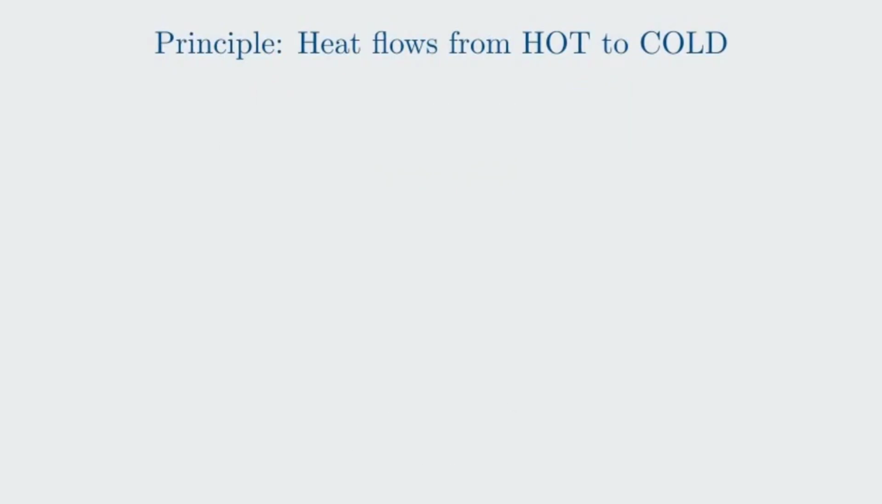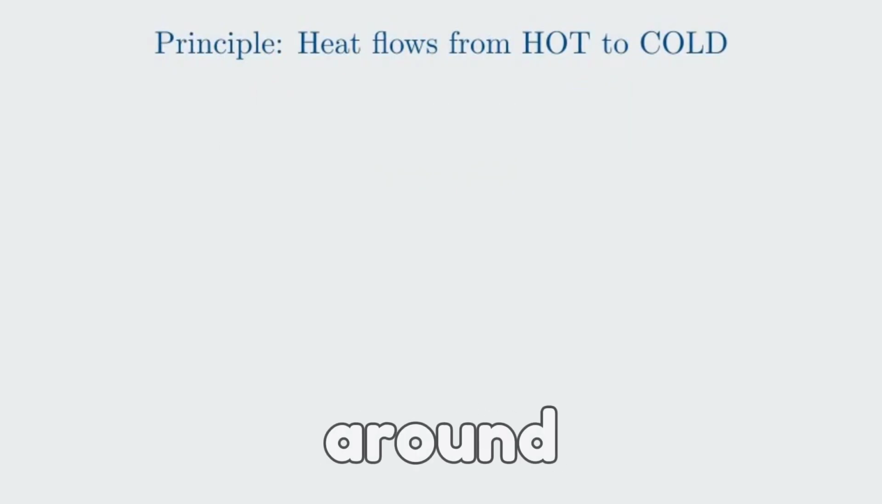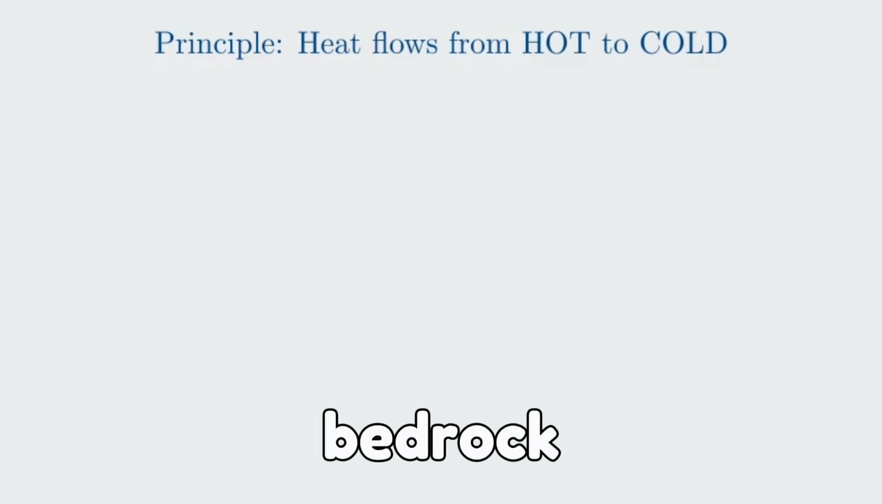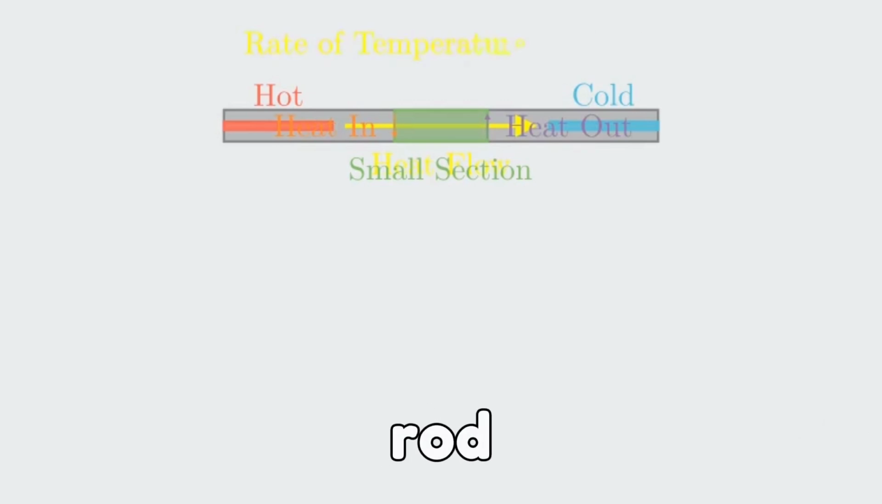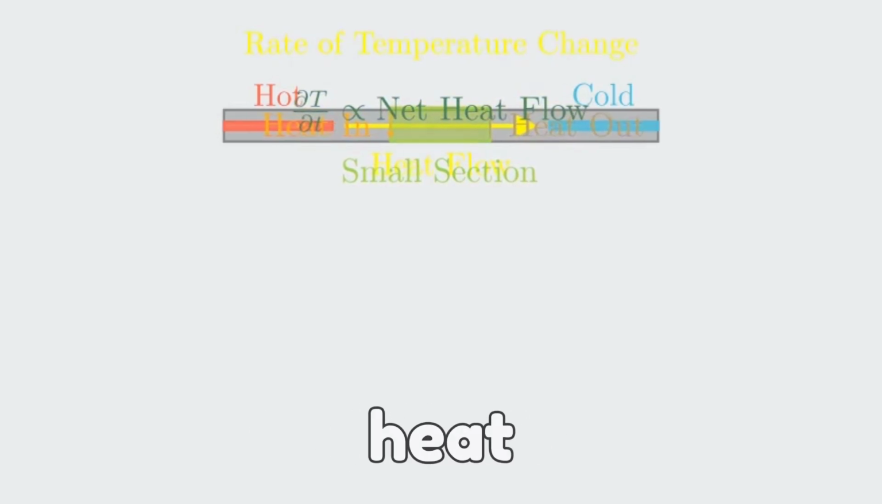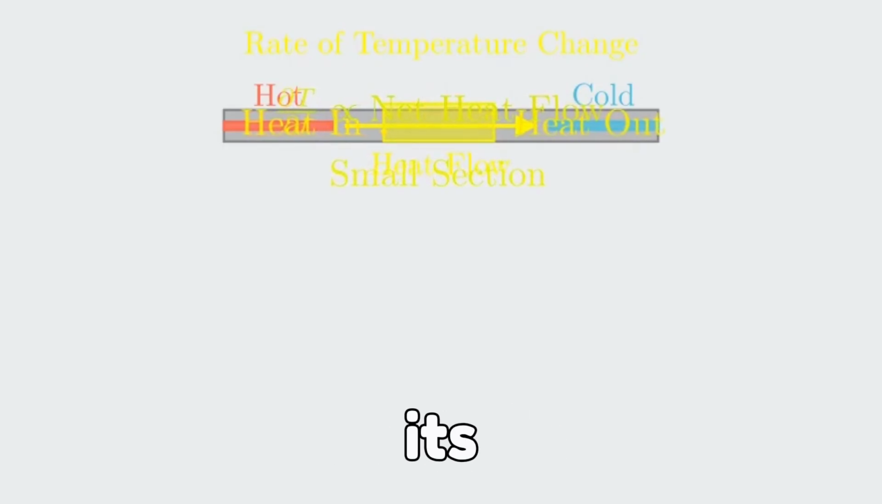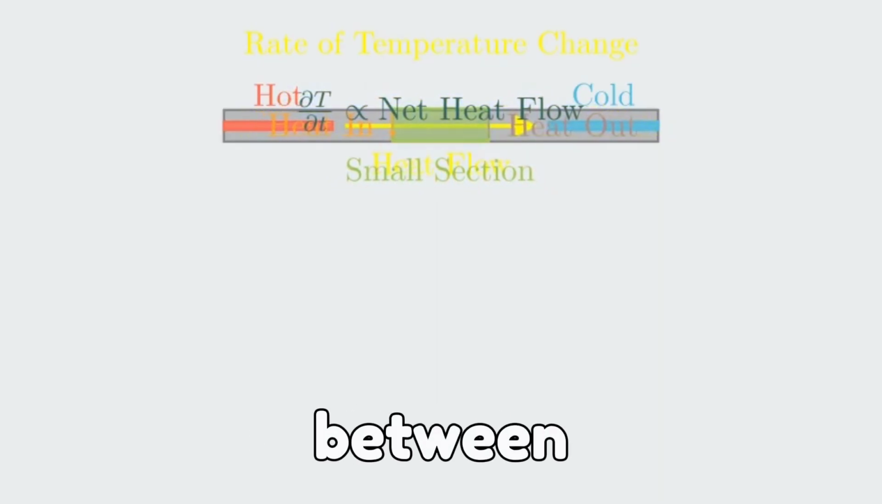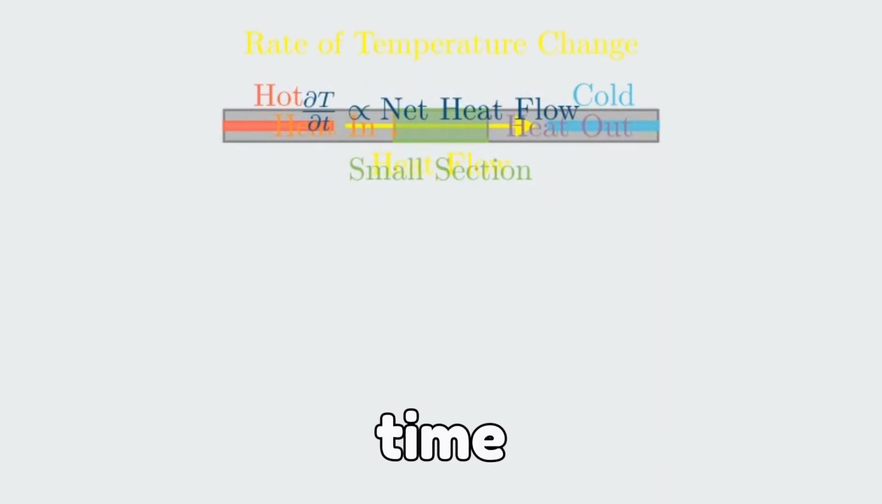Think about it. Your body loses heat to the colder air around you, which is why you feel cold and need a jacket. A hot cup of tea will cool down to the temperature of the room. This intuitive principle is the bedrock of the heat equation. Now, let's think about how quickly the temperature changes at a particular spot on the rod. How does the rate of temperature change relate to heat flow? If a lot of heat flows into a small section of the rod, its temperature will increase quickly. If heat is flowing out, the temperature will decrease. So there's a clear connection between heat flow and the change in temperature over time.